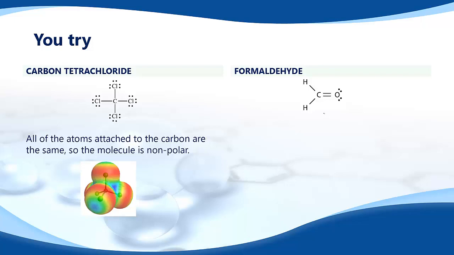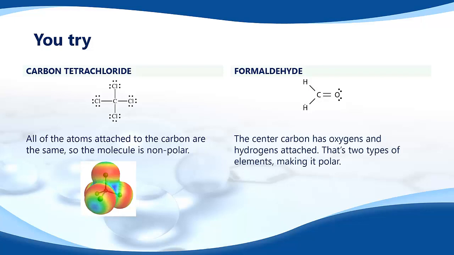Formaldehyde will follow the same rules. Different atoms attached, so we don't have rule number 1. Rule number 2, carbon doesn't have a lone pair, so we can ignore that. Then we look at this. Is everything attached to this carbon the same element? I have O, I have H, I have H. Because they are different elements, the molecule will be polar.